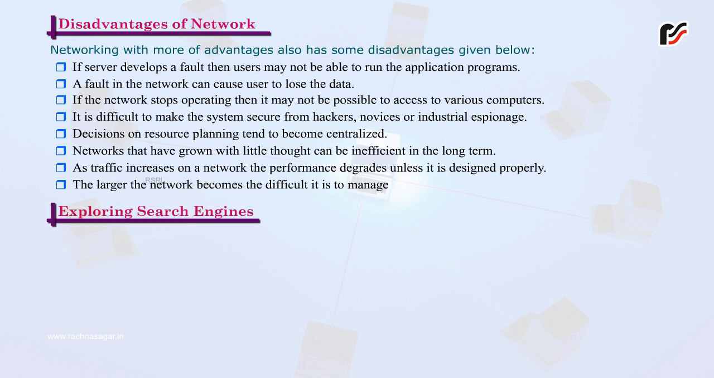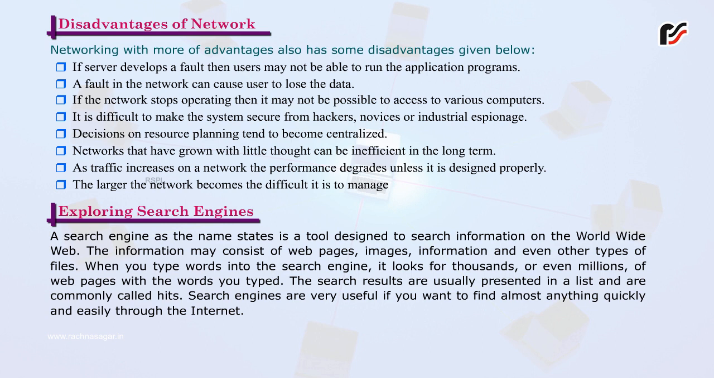Exploring search engines. A search engine, as the name states, is a tool designed to search for information on the World Wide Web. The information may consist of web pages, images, information, and even other types of files. When you type words into the search engine, it looks for thousands or even millions of web pages with the words you typed. The search results are usually presented in a list and are commonly called hits. Search engines are very useful if you want to find almost anything quickly and easily through the internet.